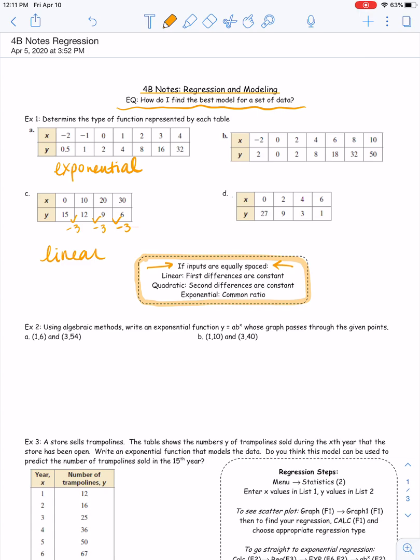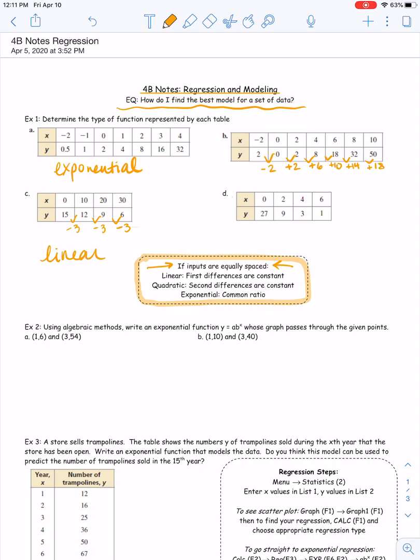When I go up to part B, 2 to 0, that means I'd be subtracting 2. 0 to 2 would mean I'm adding 2. I'm adding 6. I'm adding 10. I'm adding 14. I'm adding 18. Clearly, I'm not adding the same value every single time. There's no way that I can multiply 2 by something to get 0 and then multiply that same thing by 0 to get 2 and then to get 8 or 18. So there's no common ratio.